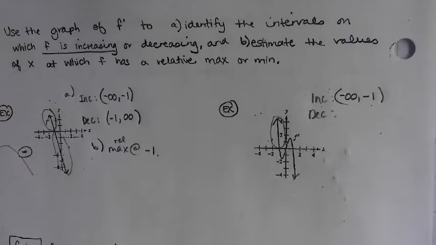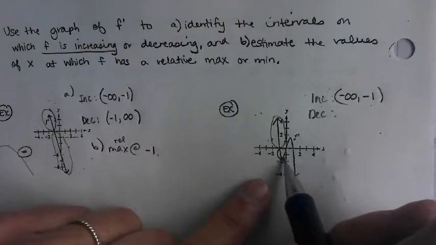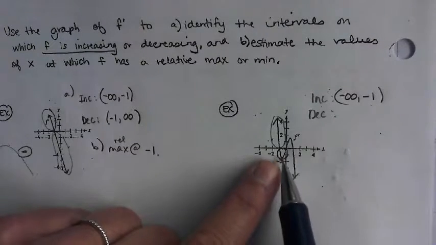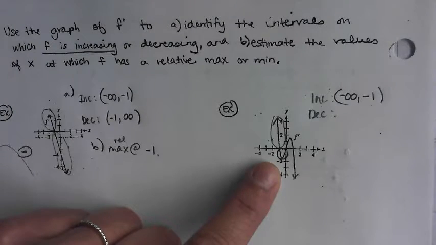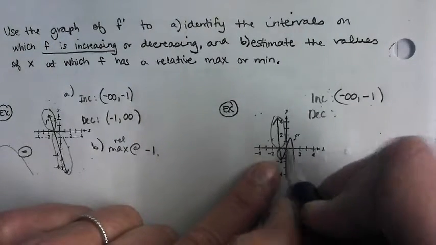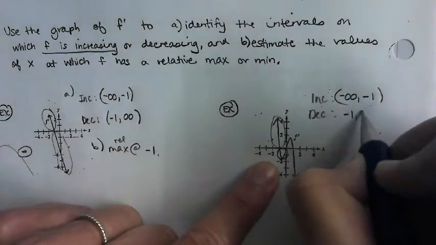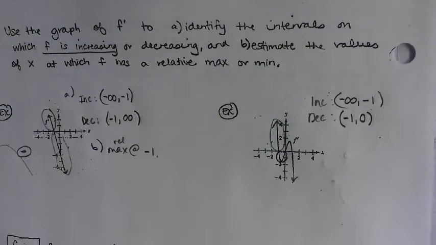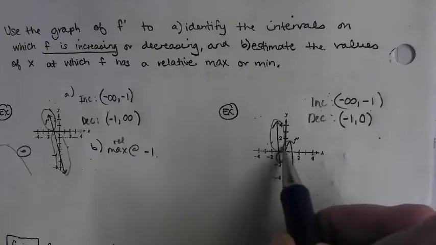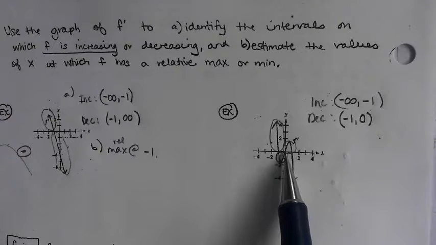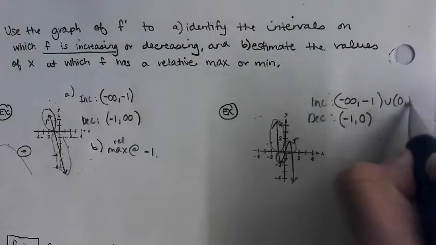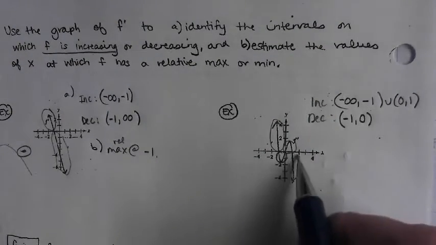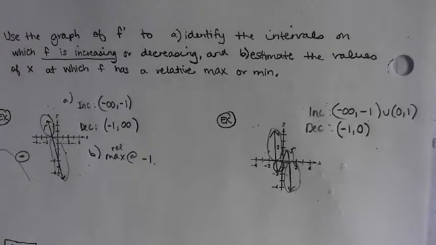And then here our derivative is negative, which means the slope is negative on the original function, which means it's decreasing from negative 1 to 0. And then my derivative goes positive again, so my function is increasing again from 0 to 1. And then my derivative goes negative again, so it is decreasing from 1 to infinity.